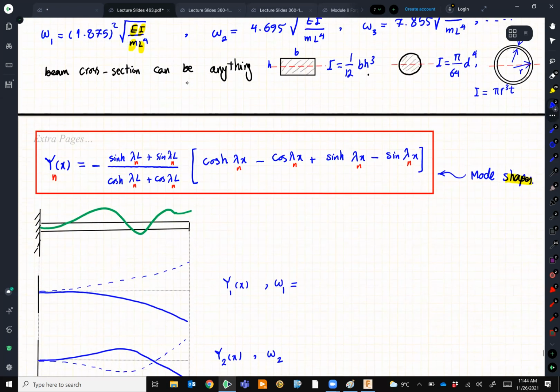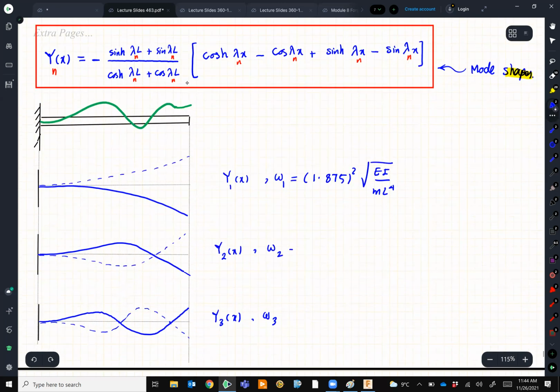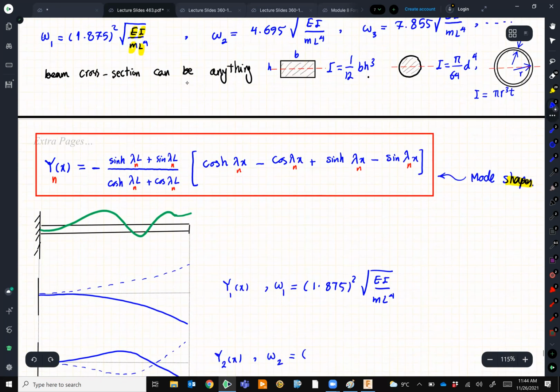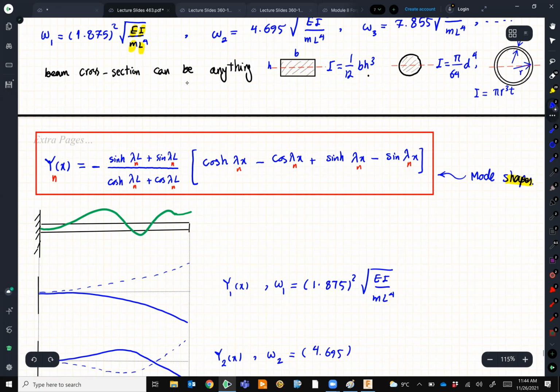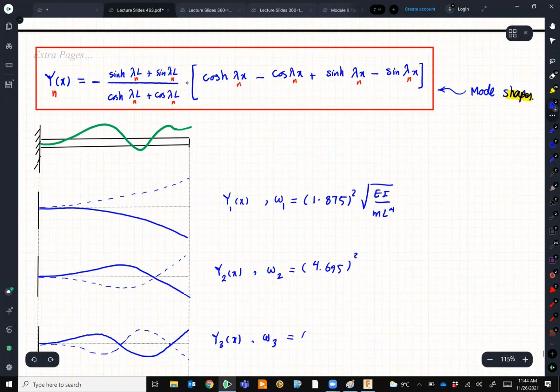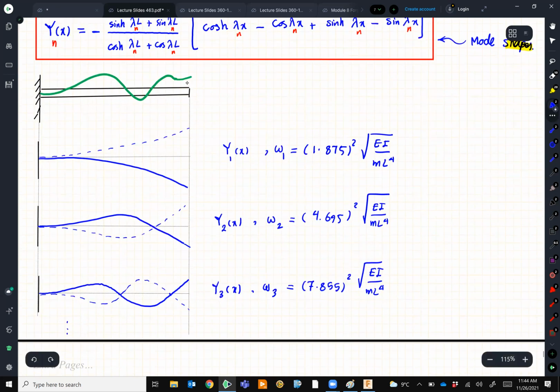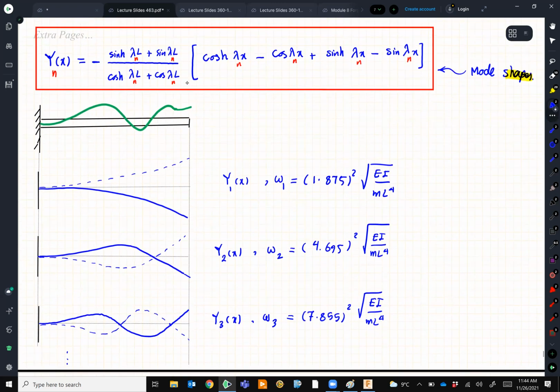So omega 1, let me write it down again. 1.875 squared, and 4.695, and 7.855. And so on, up to infinity. Right? Again, as I emphasized before, the math around these things, you can figure them out. They are simple but long. It's important to understand what actually we are doing, right?